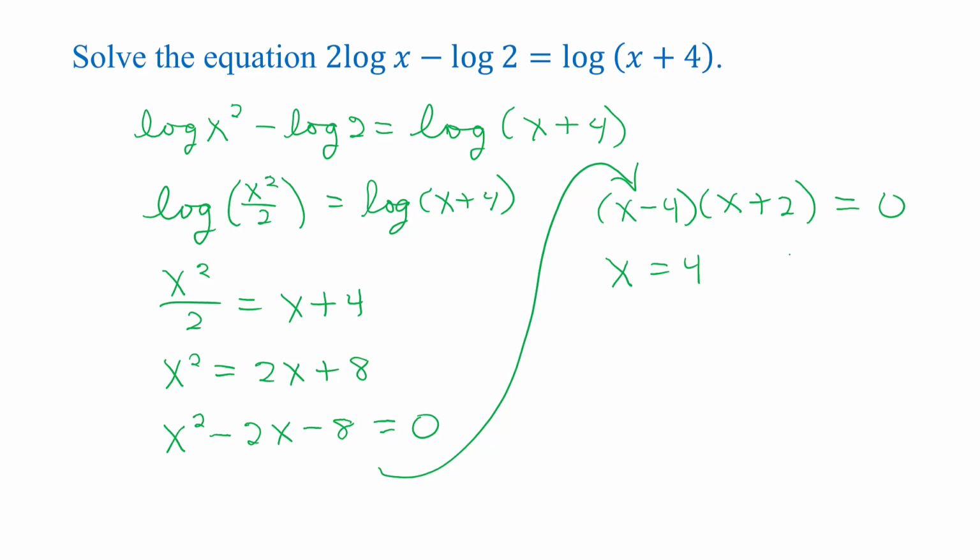Setting x plus 2 equal to 0 results in x equals negative 2. We check each solution. The first argument here is x. Plugging in 4 for x would give us a positive argument, so we're good. Plugging in 4 for the x in x plus 4 would give us positive 8 here. And so x equals 4 is a solution.